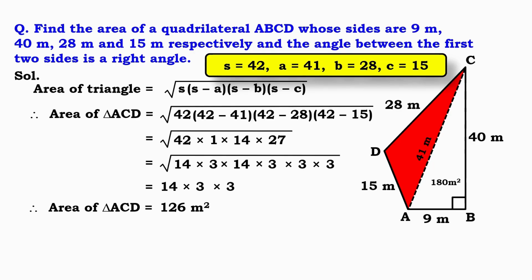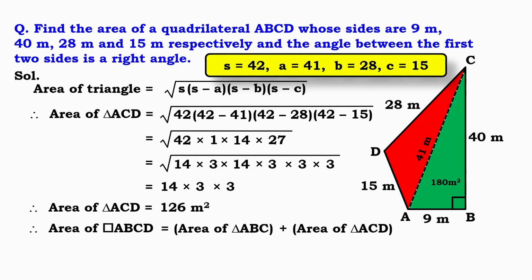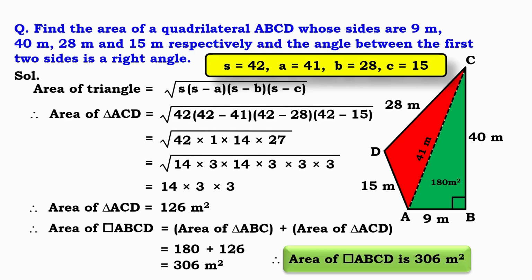Triangle ACD is 126 meters square. Now to find the area of quadrilateral ABCD will be area of triangle ABC plus area of triangle ACD. So that is equal to 180 that we already got earlier plus 126, which is equal to 306 meters square. So the final answer is area of quadrilateral ABCD is 306 meters square.